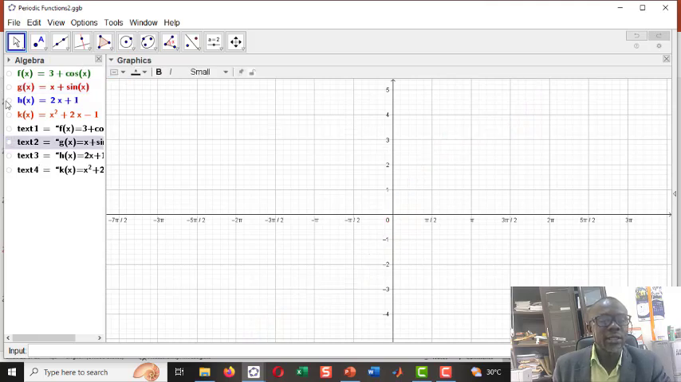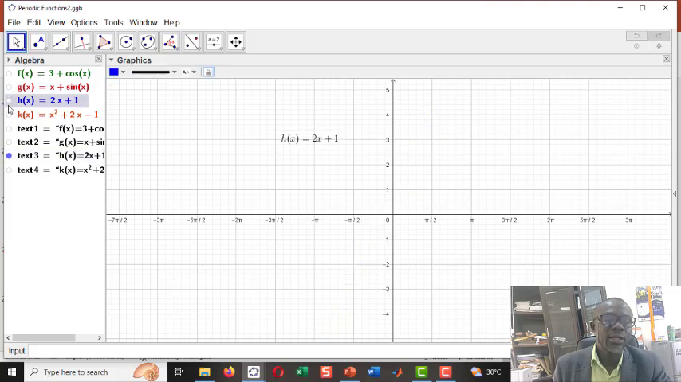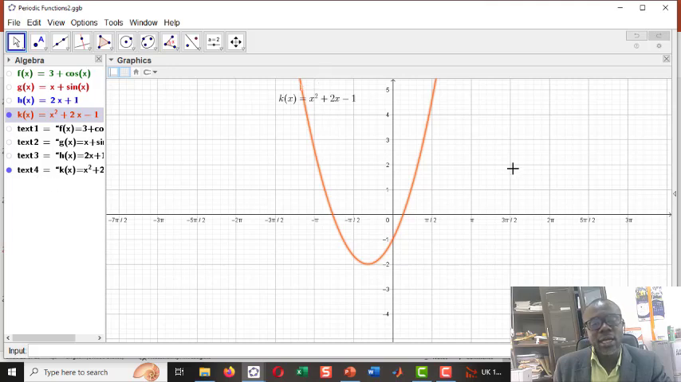We are going to look at a fully polynomial function, a linear function here. So that is the function 2x plus 1. You can see that this function is a straight line going up, it does not repeat itself again. So it is also non-periodic. And the last but not the least, let's consider the function x squared plus 2x minus 1. If you plot it, you have the shape, and you can see that it does not repeat itself as you move along.